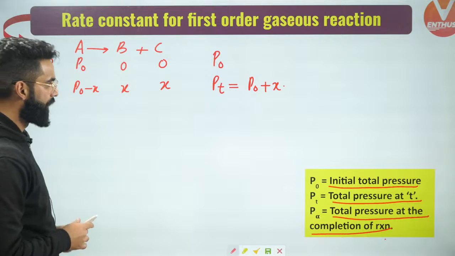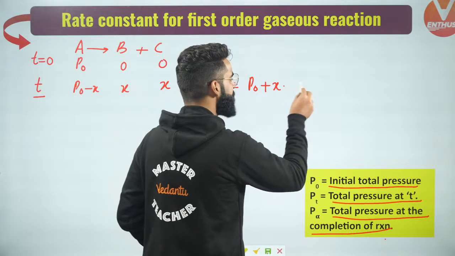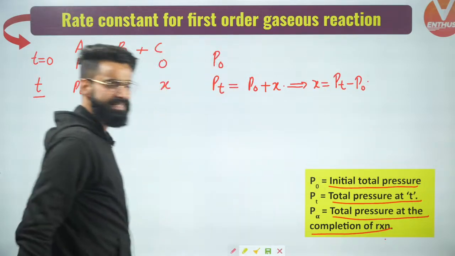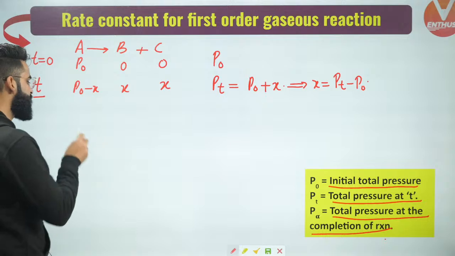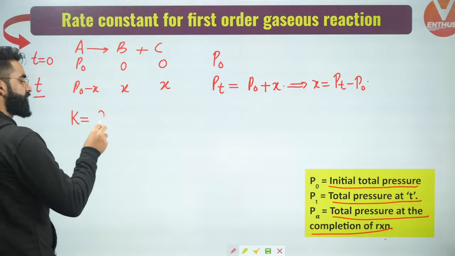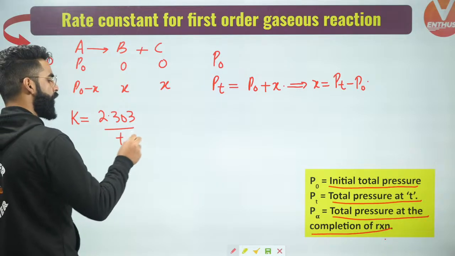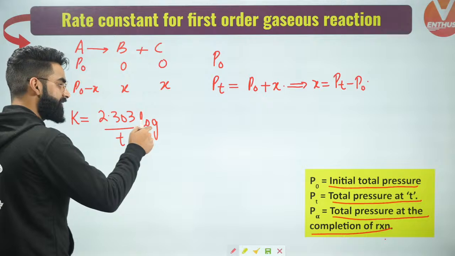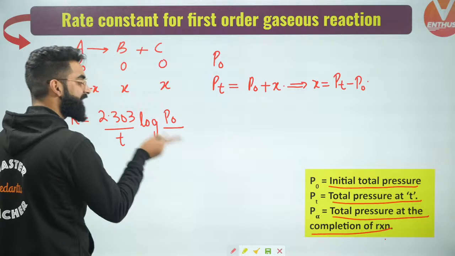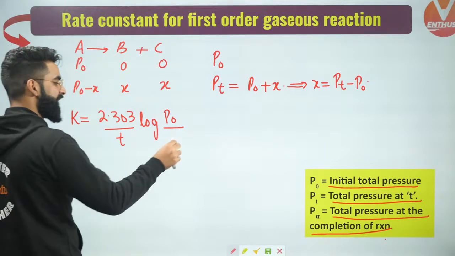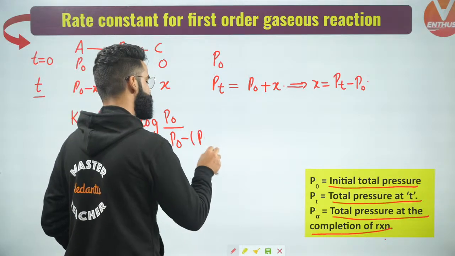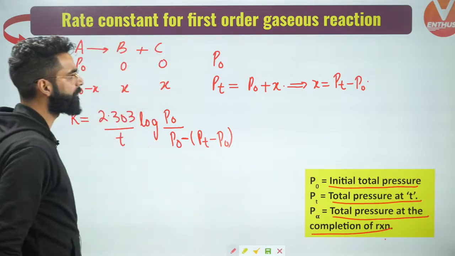Understand what I'll say. From here, guys, can I say the value of X will be PT minus P naught? This is the value of X which I got. Since it's a first order reaction, I can simply use its integrated rate equation. K is equal to 2.303 divided by T, and it's going to be log of initial concentration of reactant, but right here I'll be using the initial pressure of reactant, divided by concentration of reactant at time t, but right here I'm going to use the pressure of reactant at time t, which is P naught minus X. And what is X? X I got to know as PT minus P naught.